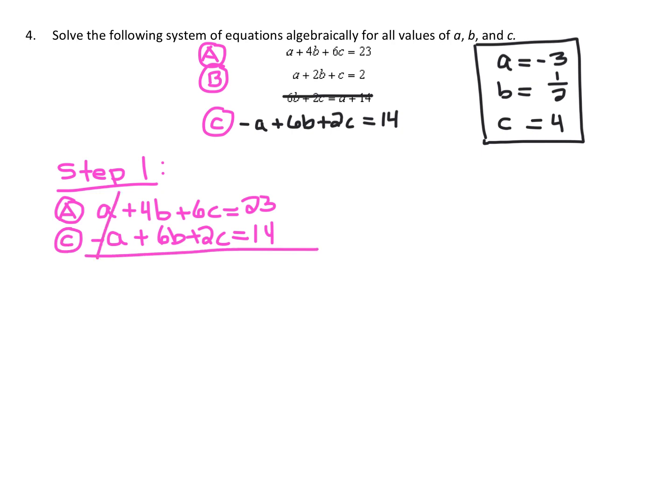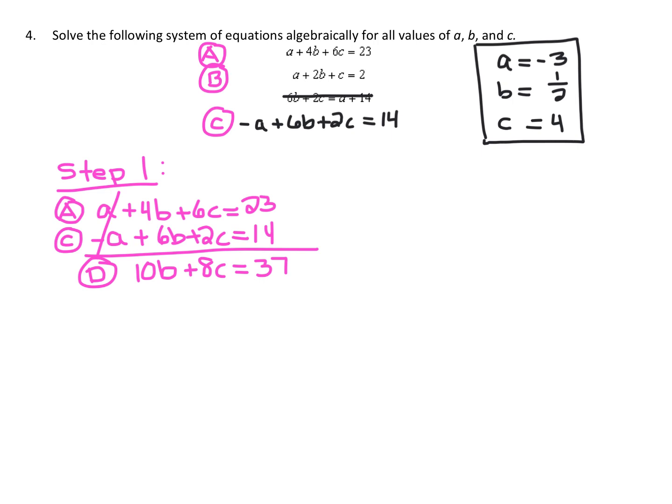The A's cancel, and when I combine my like terms, 4B plus 6B is 10B, 6C plus 2C is 8C, and 23 plus 14 is 37. Now, I'm going to need to use this equation, so I'm going to give it a label. I just go right in alphabetical order. I'm going to call that D. So I'm going to use equation D in a bit.